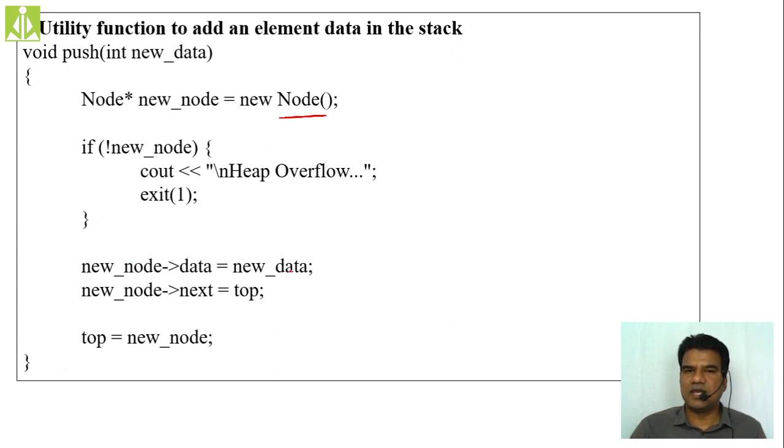New node's data is set, new node's next equals top, as I said, then top equals new node. These three steps you have to remember, and you can go to the beginning of the video and check, there also I have written these three steps only. But this safeguarding of memory you also have to do. So this is your push operation.